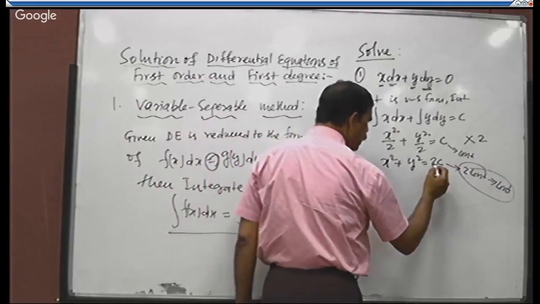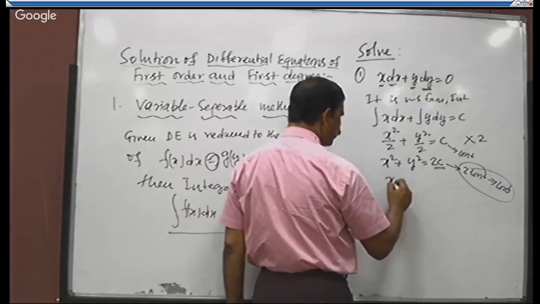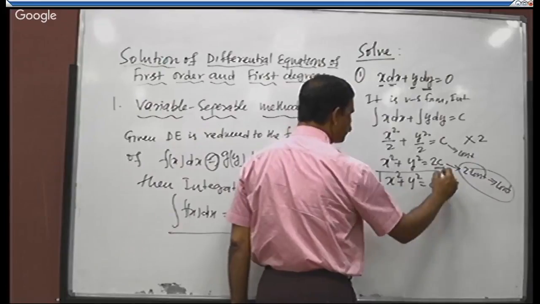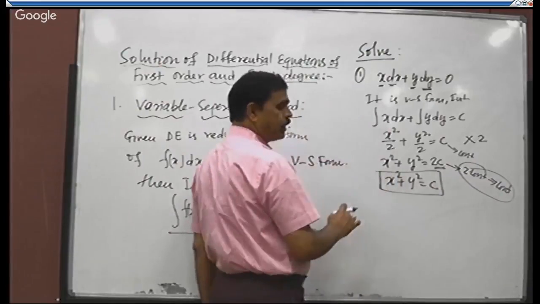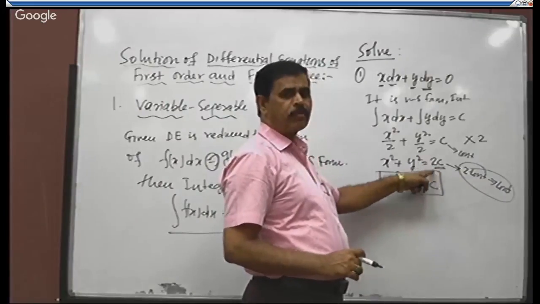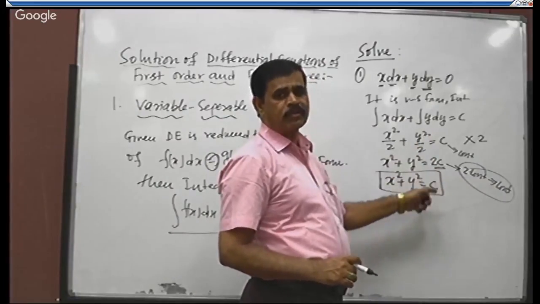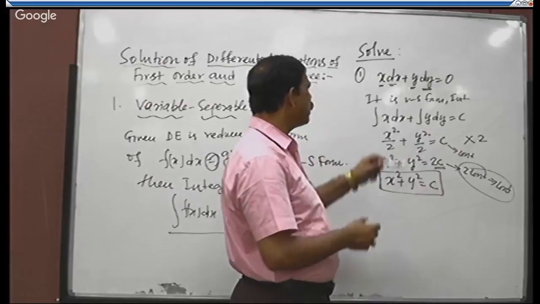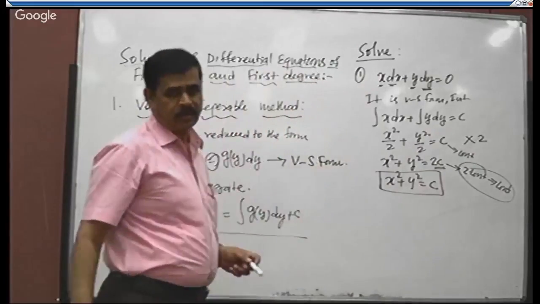Therefore, we don't put it in the form of 2c. We will put it in the form of only c. C means constant of integration. It may be 2 times of the previous constant or it may be half of the constant, something else, right? This is called the solution of the given differential equation, right?